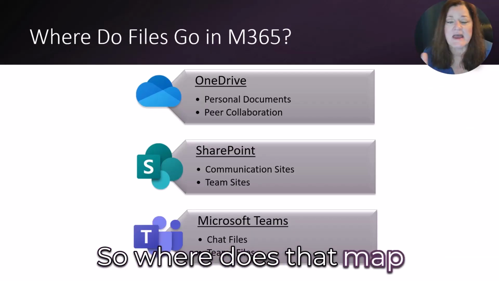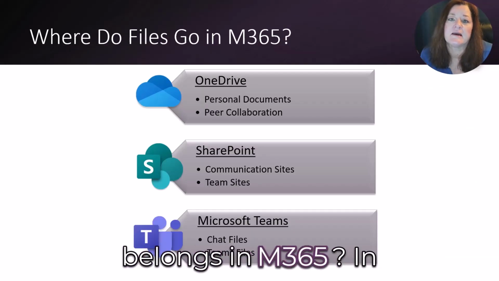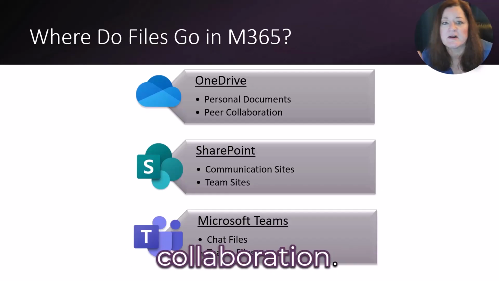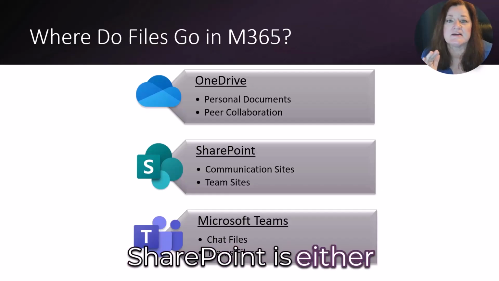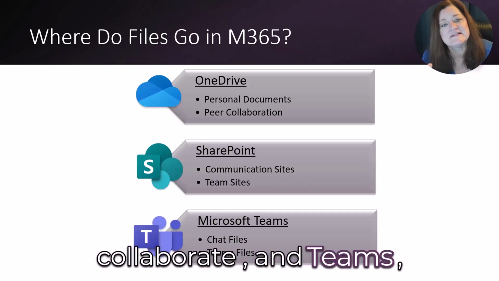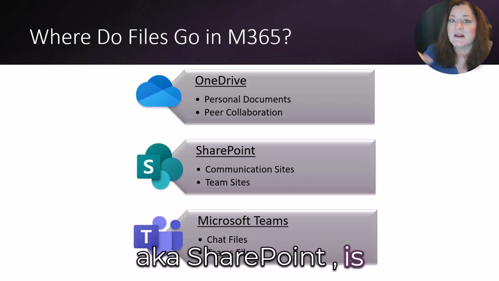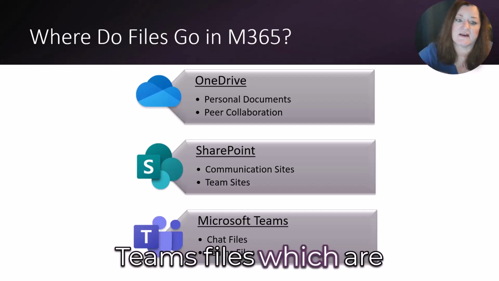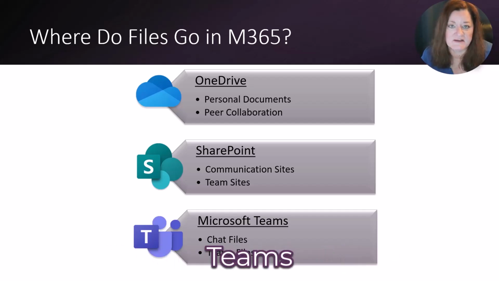So where does that map to where content belongs in M365? In OneDrive, we have our personal documents or peer-to-peer collaboration. SharePoint is either communication sites or our team sites where we collaborate. And Teams, aka SharePoint, is where we have our chat files, which are mapped to OneDrive, and our Teams files, which are mapped to SharePoint. So nothing lives in Teams.